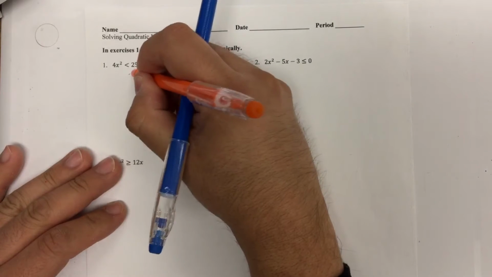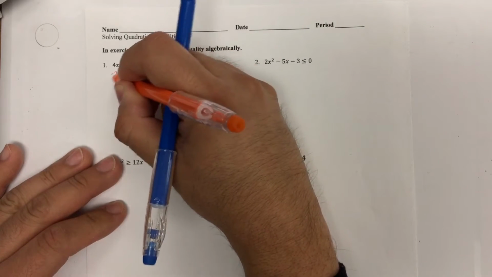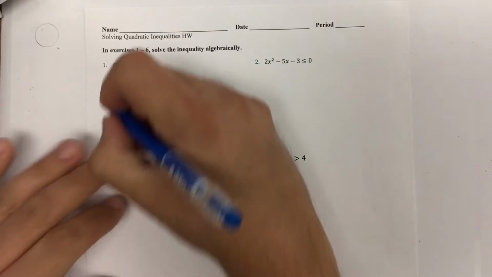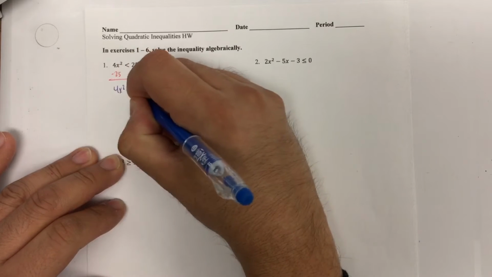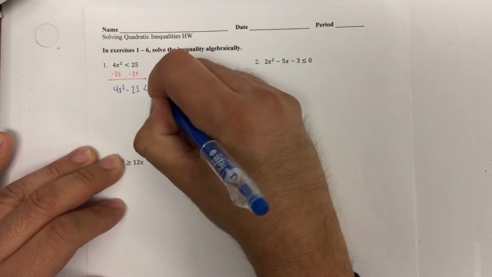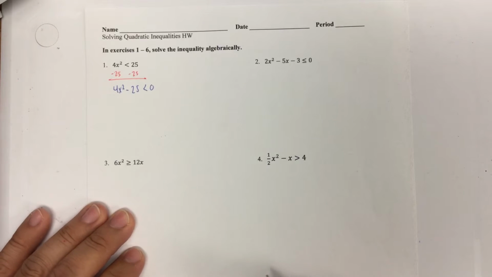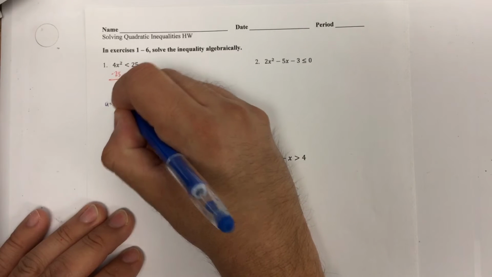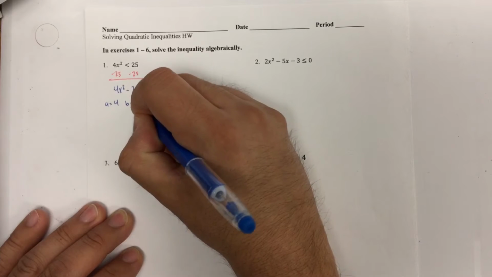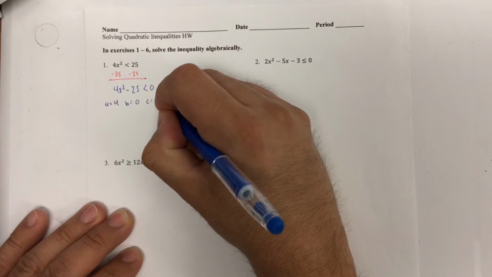So we're going to go ahead and subtract this 25 over to the same side. That gives us 4x squared minus 25 is less than 0. Then I'm going to attempt to factor this one. I can see that A is 4. There is no B value because there's not an x. And C is negative 25.